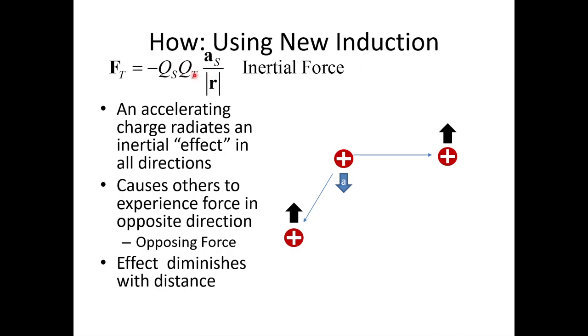So the inertial force model says if you have a source charge that's accelerating, it's going to create a disturbance in space that's going to travel at the speed of light, and it's going to travel in all directions. It travels spherically from the point of disturbance. And the other charges it affects, it's going to apply a force to them that's in the opposite direction to the acceleration of the source. And this is the simple equation that defines that effect. And this effect diminishes by distance. So the farther away this is from this, the smaller the effect will be felt.